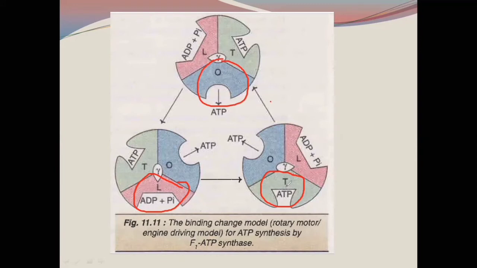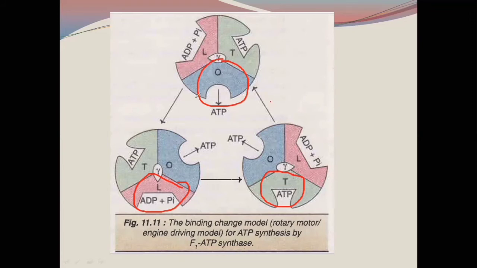Now, how will this ATP leave the F1 subunit when the conformation changes again? This gamma rotates again, and then the O subunit forms. This has become the open conformation. Now when it is open, ATP will leave from the open part and again this process will continue.